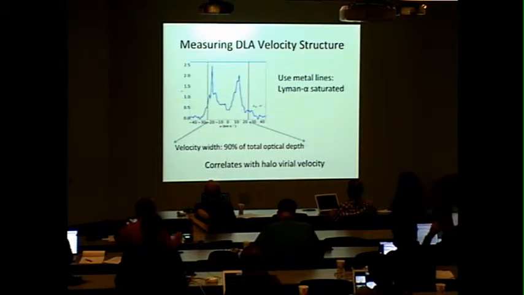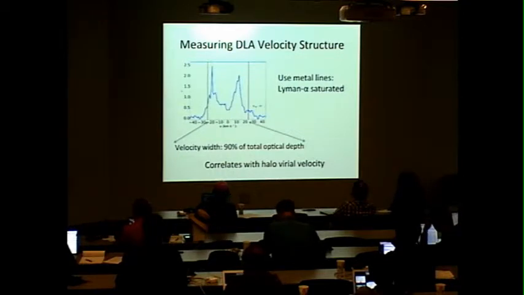This is defined to be 90% of the total integrated optical depth across the absorber. The idea here is that there's not much absorption here and not much here, and the rough size of the absorber will be the region given by 90% of the integrated optical depth. And this will somehow correlate with the halo virial velocity. At the moment, I'm just going to assert that it correlates with halo virial velocity. I'll come back to that later, and I'll show you that it does.